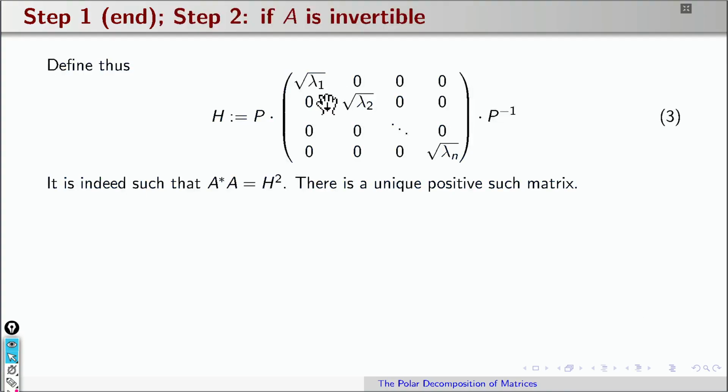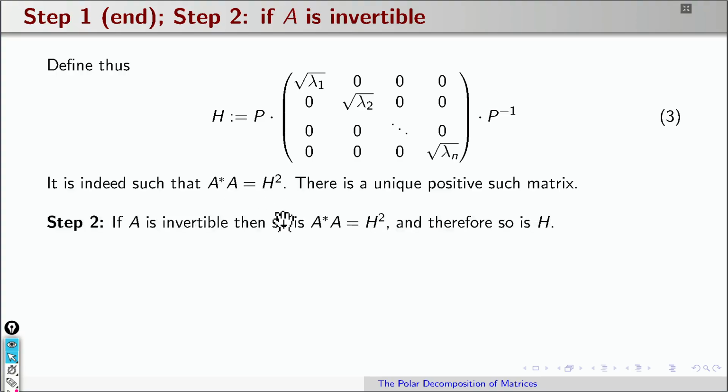If it is positive, we can directly take the square root. Here you can have a plus or minus sign, and it will still satisfy the property that its square is equal to A star A. You have uniqueness if you impose that those coefficients are positive. So there's a unique positive matrix H such that A star A equals H square. So we have this.